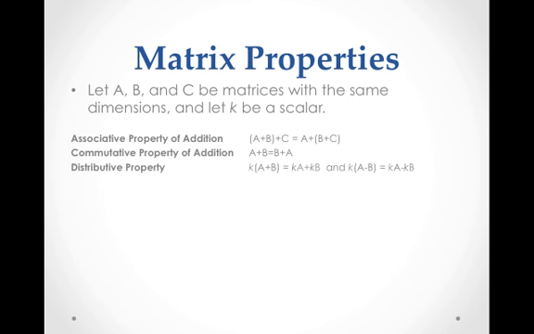If you have A plus B plus C, you can add A plus B and then add C, or you can add B plus C and then add A. Commutative property of addition holds. You can do A plus B and that equals B plus A. And the distributive property, whenever you are multiplying by a scalar, K times A plus B is equal to KA plus KB, and it works also with subtraction.